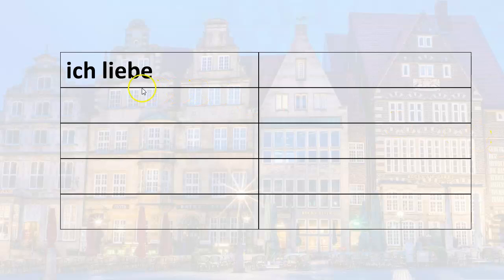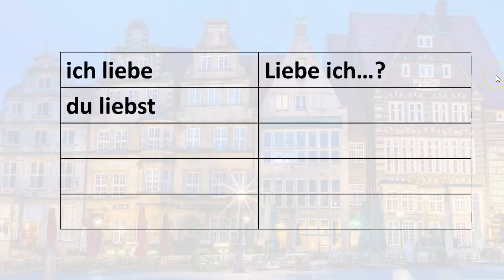Remember, all you have to do is reverse the word order. So verb form first and then subject pronoun. So ich liebe, I love, would become liebe ich, do I love? Du liebst, you love, would become liebst du, do you love?